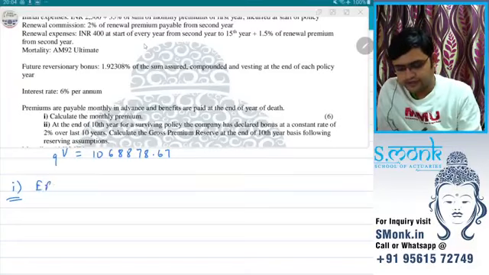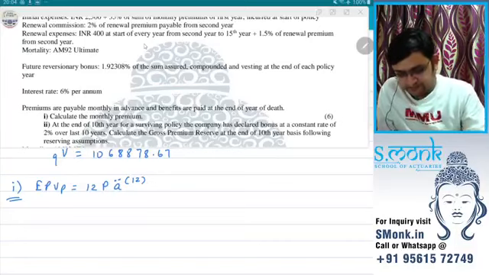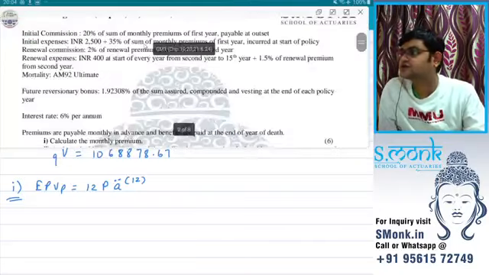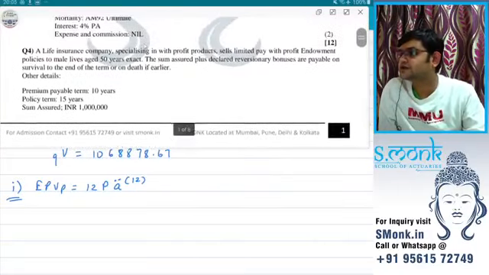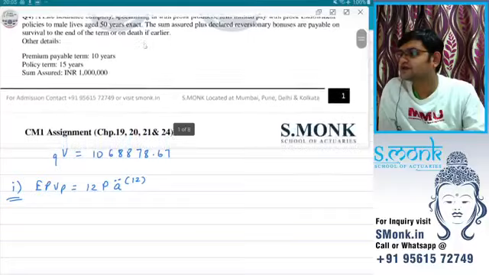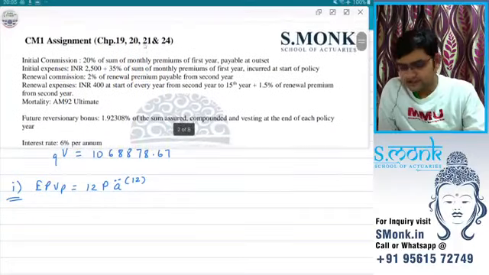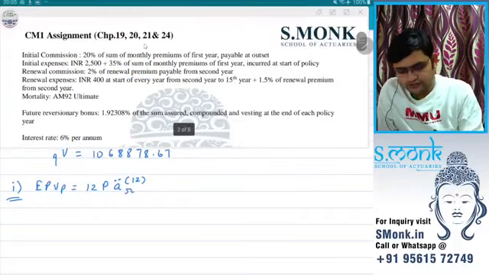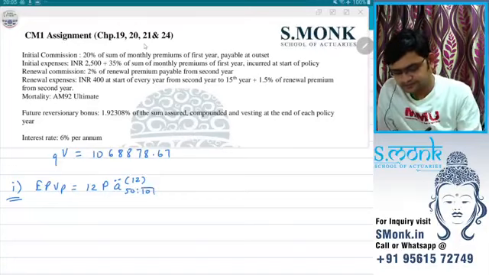So the expected present value of premium is 12p, ä due payable 12 times. Premium was supposed to be paid only for 10 years, but what is the age when we are starting? Age 50. Mortality is M92 ultimate, so we'll have 50 going for 10 years. Then benefit.